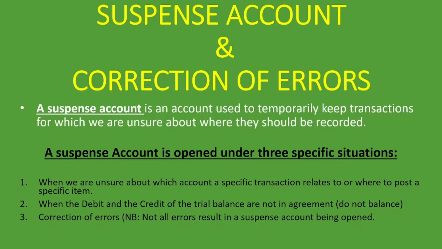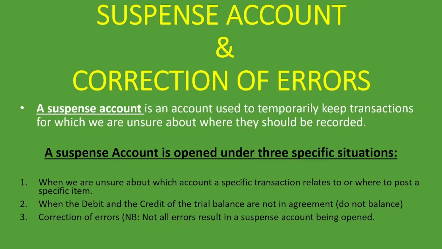Well, we're going to look at that shortly, but just remember the specific situation that results in the suspense account being opened. As I've just mentioned, reason number 2 and reason number 3 are related because when we have errors, that means that our debit and our credit may not balance. It's not always the case, as we'll see shortly. Some errors may not affect the balancing of the trial balance, but some errors do. All right, so when it doesn't balance, then we create a suspense account.